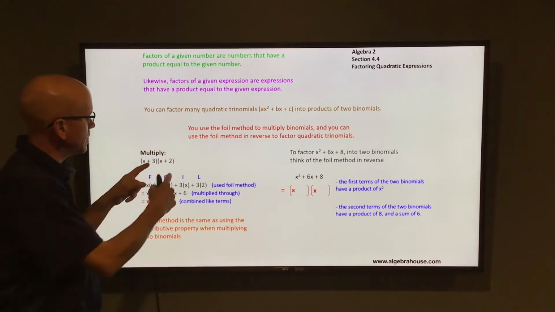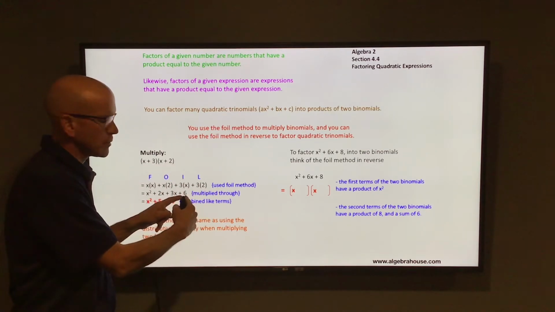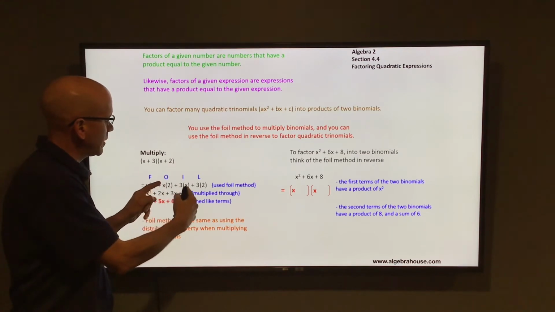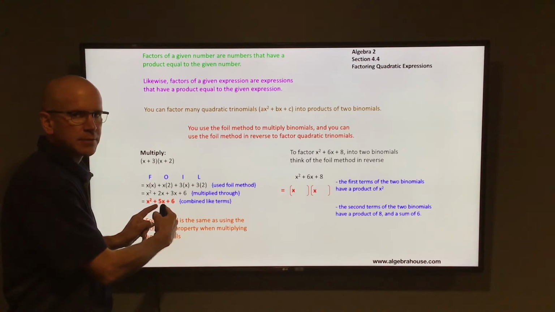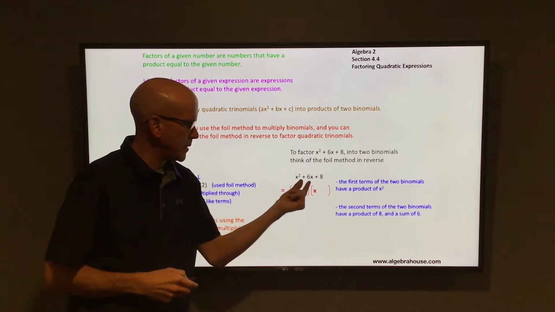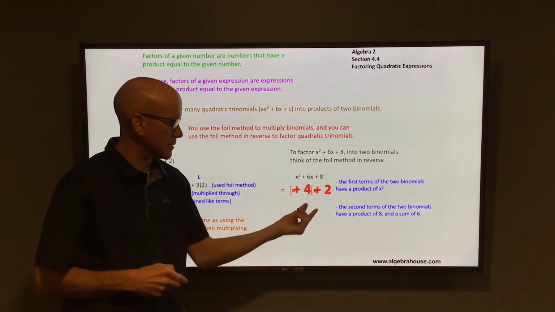Because back here, these second terms, 3 and 2, they multiply together to make the last term 6, and they added together. If you take the outer and inner terms, they added together to make a 5. It's the coefficient of the x. So you're looking for two numbers that multiply to make 8 and add to make 6. Two numbers that multiply to make 8 and add to make 6 would be 4 and 2.